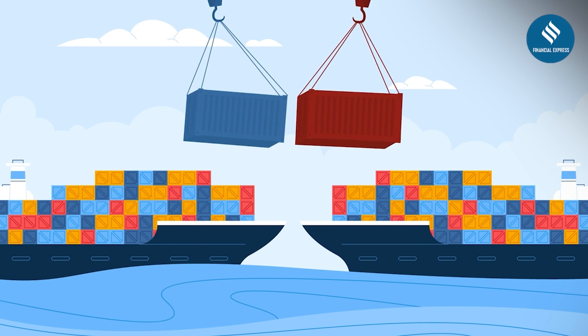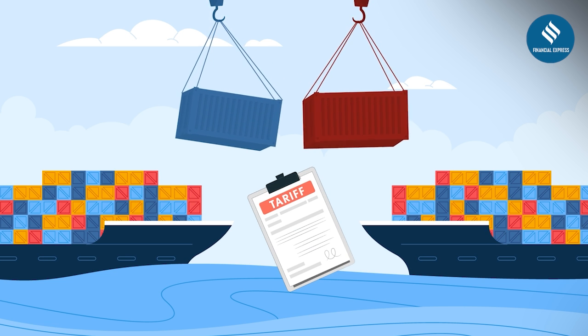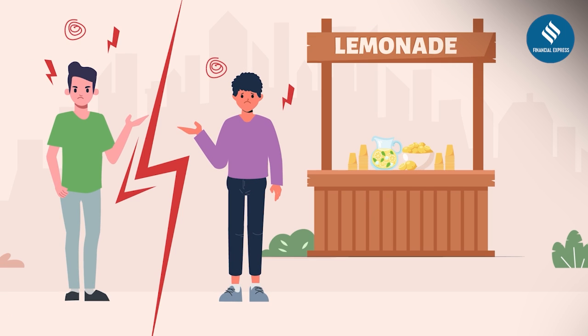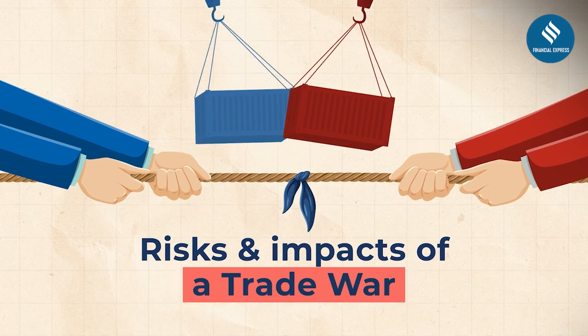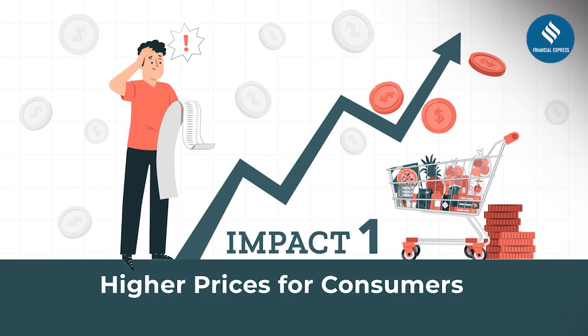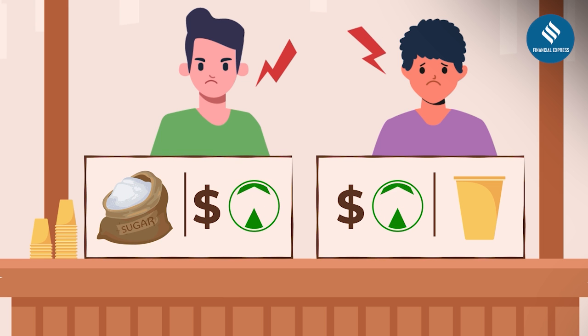In a trade war, countries impose tariffs or extra taxes on each other's goods to try to gain an advantage or to protect their own industries. But just like your lemonade stand argument, it can lead to problems for both sides. Risks and impacts of a trade war. Impact 1. Higher prices for consumers. Imagine your friend raises the price of cups and you raise the price of sugar.